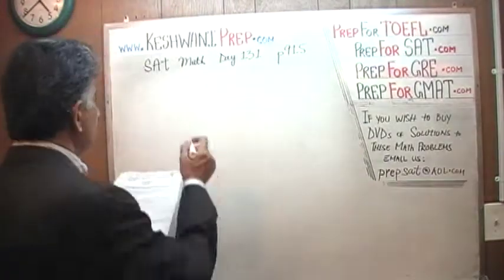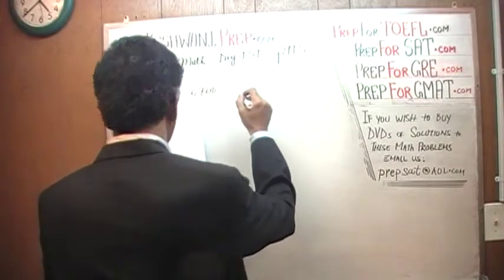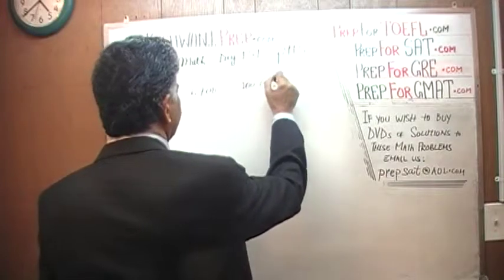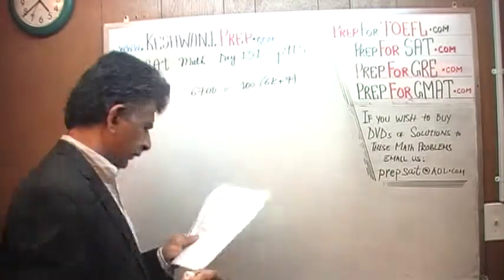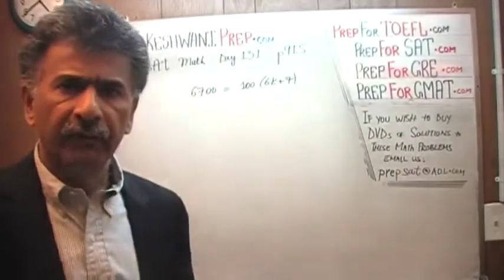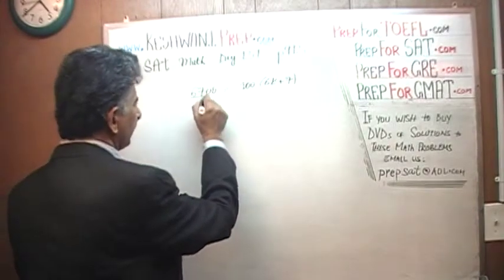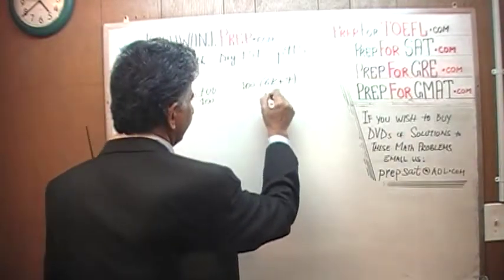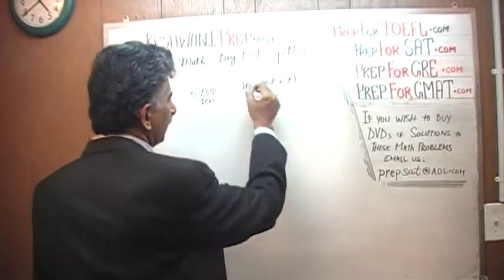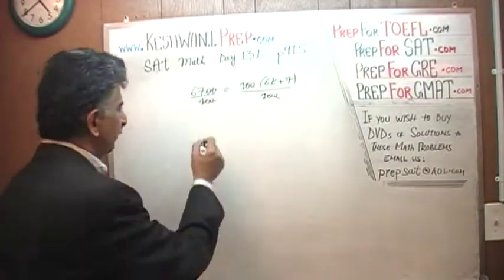We are told that 6700 equals 100 times 6k plus 7. The question simply is, what's the value of k? Very simple, very straightforward. All we have to do here is to divide both sides by 100. Divide this side by 100 and divide this side by 100, and by doing that we can get rid of this 100 from the top. This 100 will go into the 6700, leaving us with only 67.